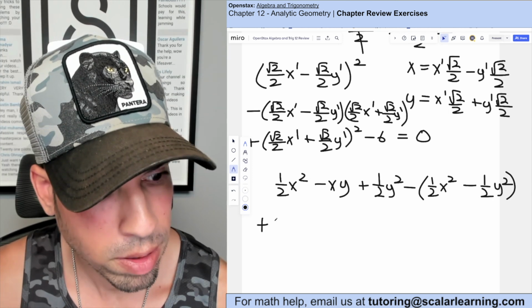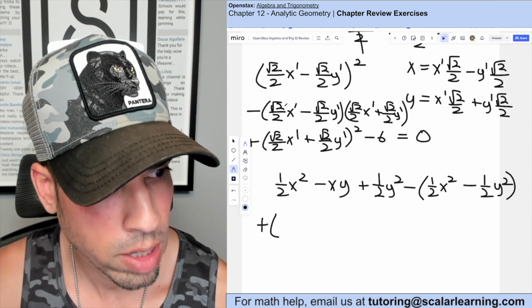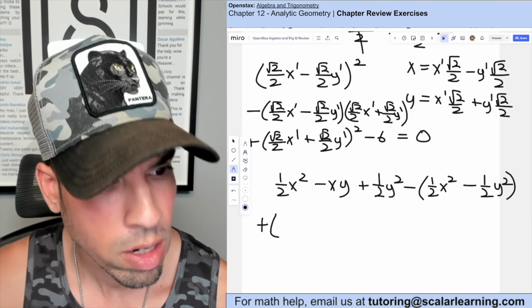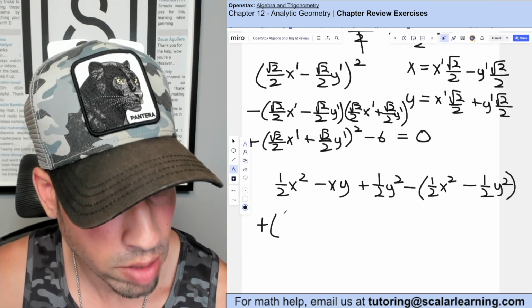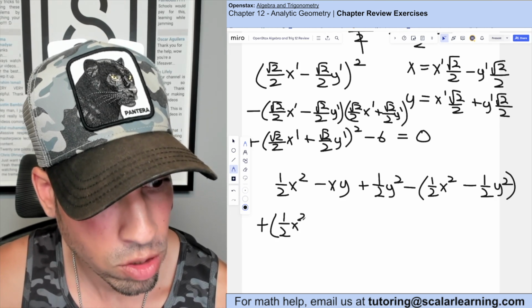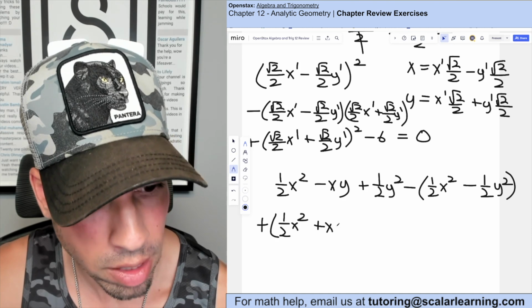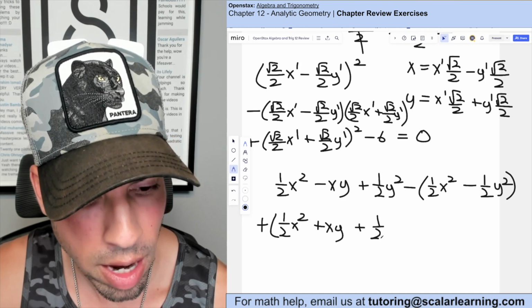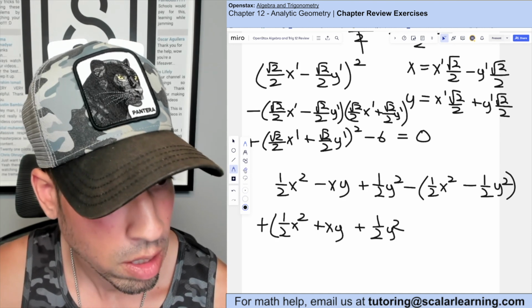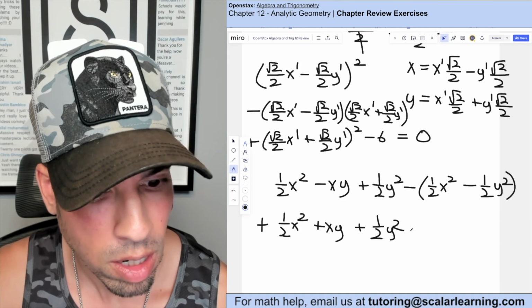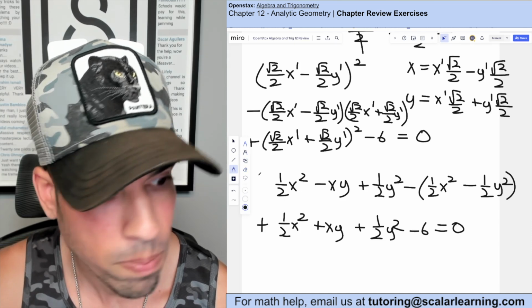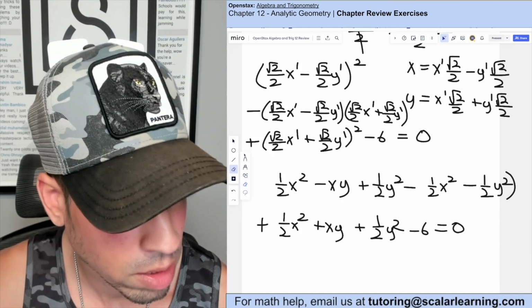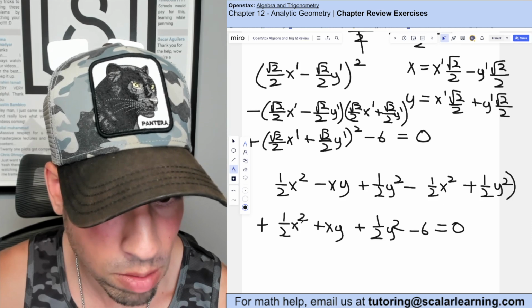And then we've got plus, and then this one foiled out. It's kind of like this one foiled out, except there's going to be a plus in between. So we've got 1/2 x squared plus xy plus 1/2 y squared. And obviously, if we're having a plus, we don't need parentheses. And then minus 6 is equal to 0. And by the way, I can distribute this negative, so that's going to make this positive. That one's going to stay negative.